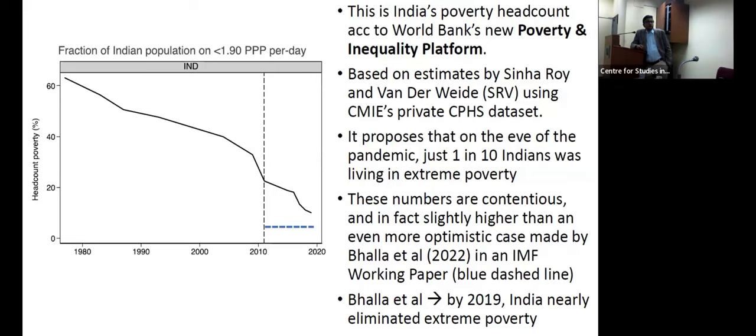Then Sutirtha Sinha Roy's co-authors, who are the source of the Unequal paper, use a different method and come up with an even more optimistic assessment of what happened to poverty in this post-2011 period. Essentially, it's less than 2%, so it's virtually eliminated. Because they don't do it by year, we have this dashed line, whereas for the World Bank method, they have a more continuous series.